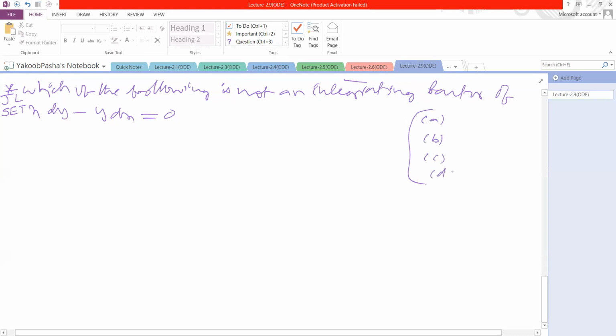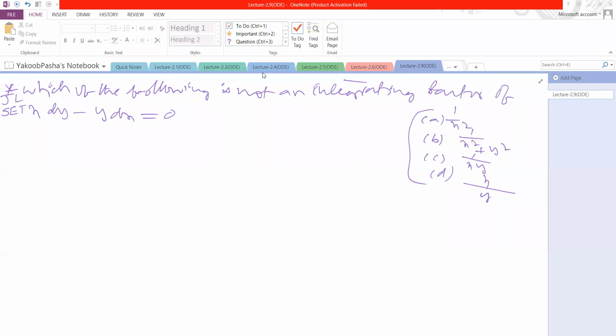Now I'm taking the options here, same options in JL and set, A, B, C, D are the options I am taking. Option A, 1 by x square. Option B, 1 by x square plus y square. Option C, 1 by xy. Option D, x by y. Which of the following is not an integrating factor?